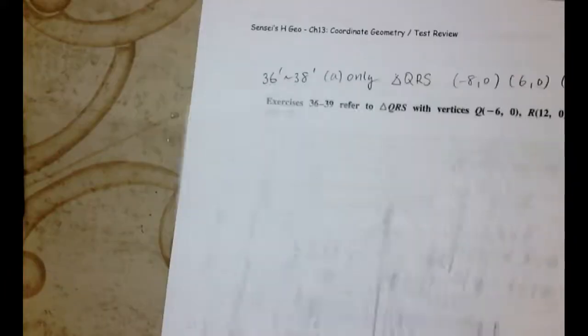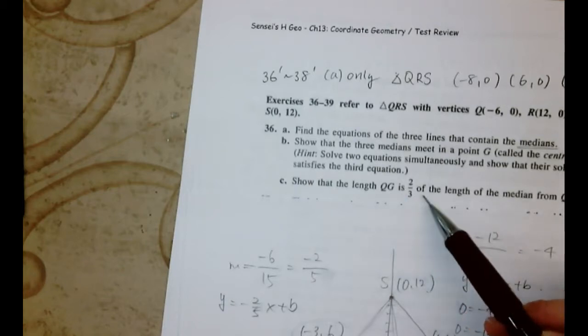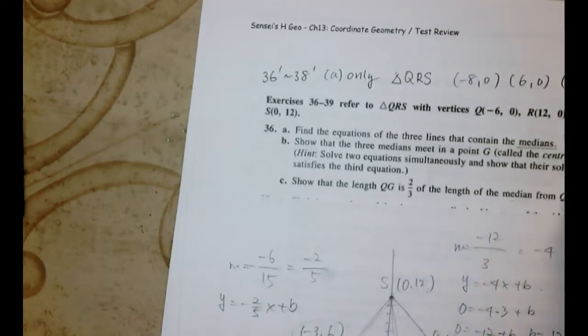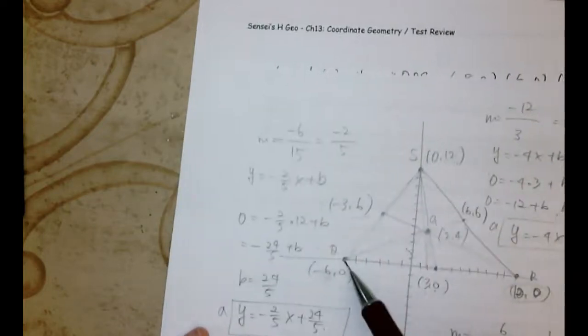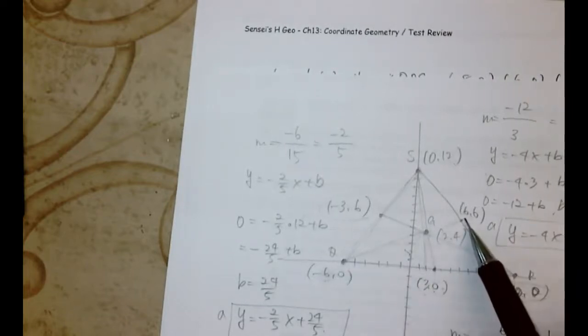Okay, now let's do C, and it says to show that QG is 2/3 of the median from Q, and Q was this point right here. So you want to get this distance and the median from Q, so you're going to get this distance. Okay, so let's first get QG.